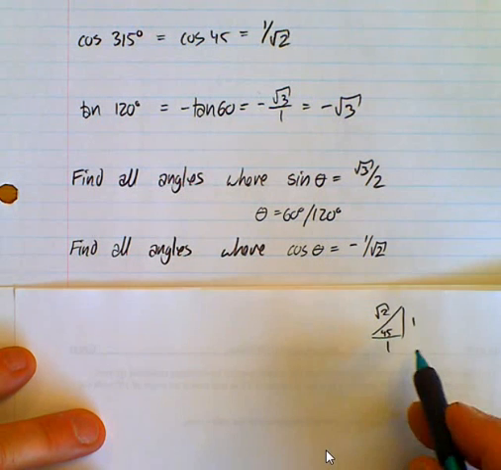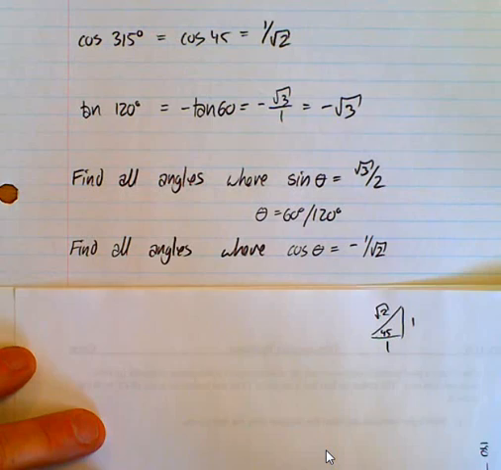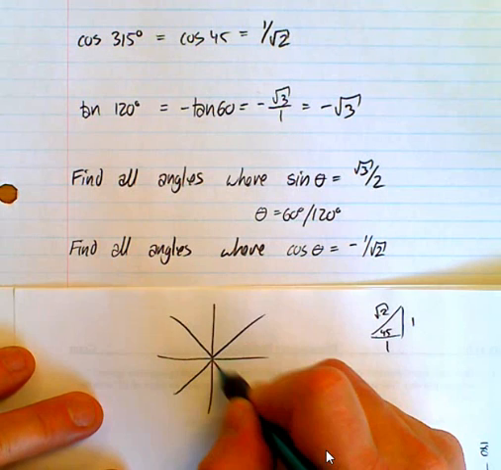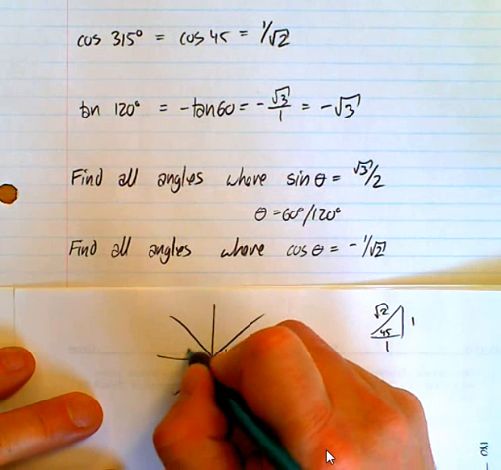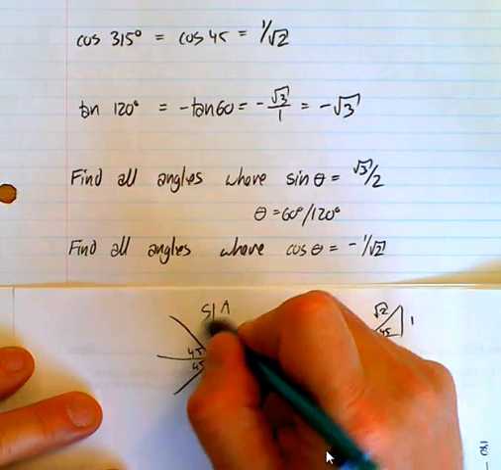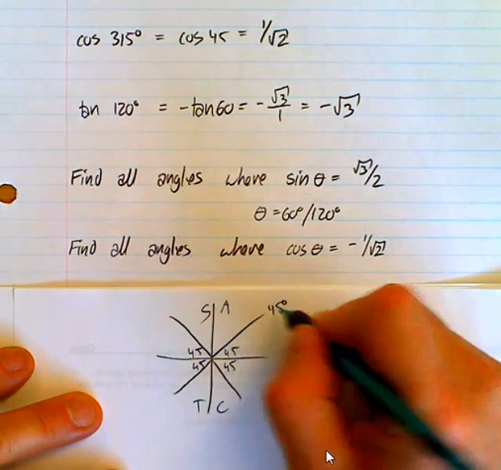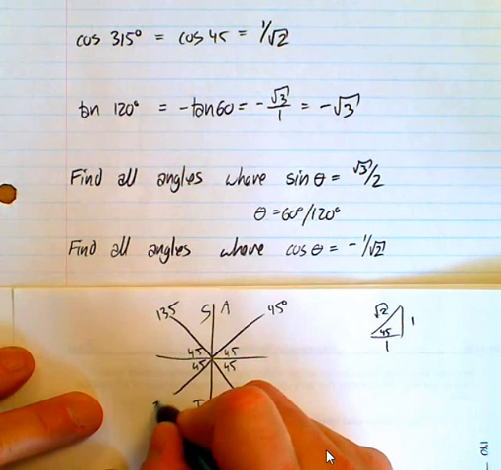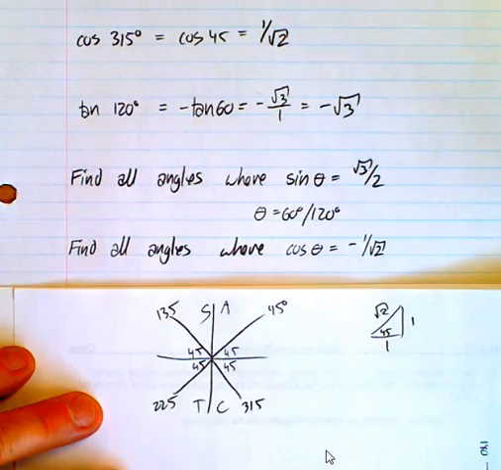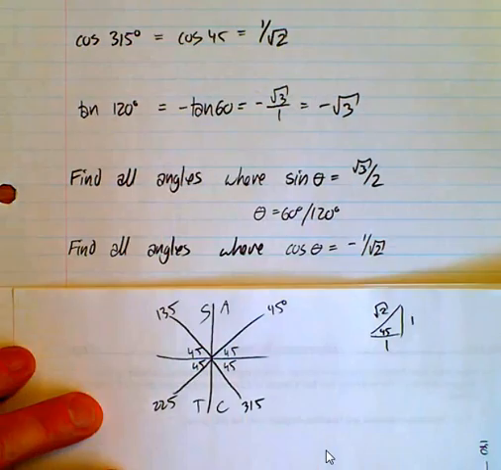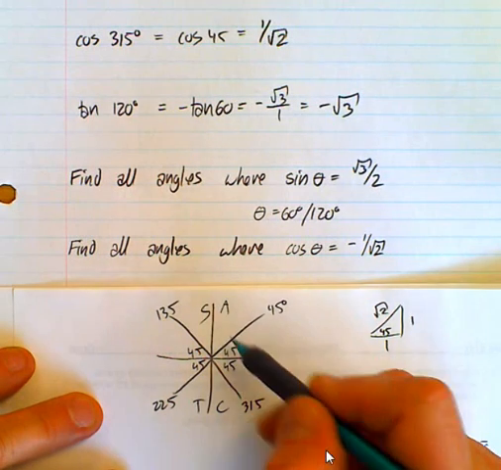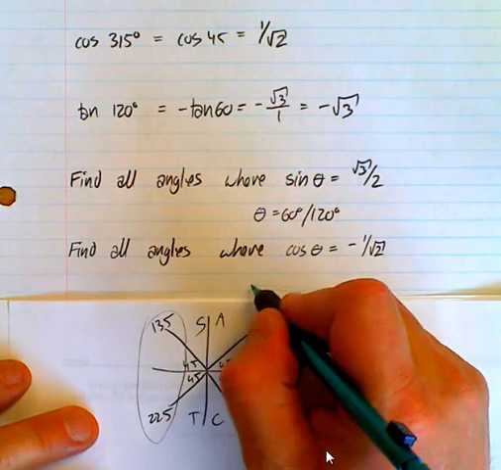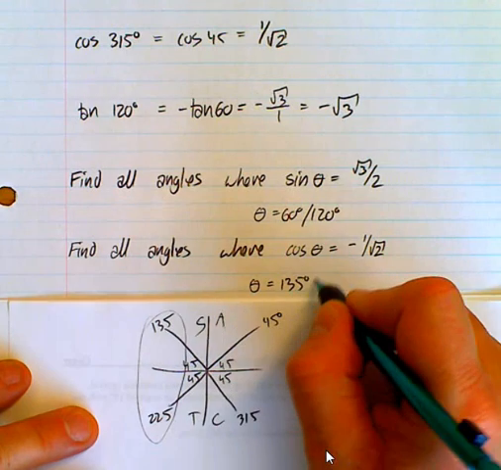So cos is 1 over root 2. Okay, well let's draw a thing. 45, 45, 45, 45. All sine, tan, cos. So that's 45 degrees. That's 180 minus 45. Gives you 135. That would be 225. This would be 315. You want to know where it's negative 1 over root 2. All sine, tan, cos. Positive cos, positive cos. So we're looking at these two. So in this case, theta will equal 135 degrees and 225 degrees.